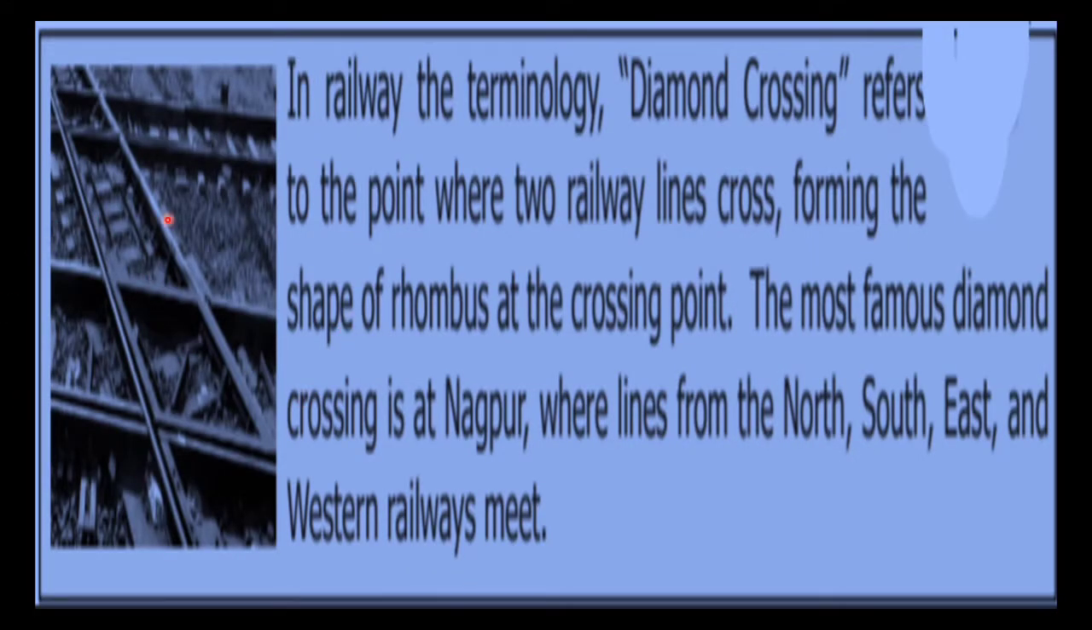In your book, this information is given where we use this rhombus in real life. See, in railway, the terminology diamond crossing refers to the point where two railway lines cross. Whenever the two railway lines cross, there it forms a shape of rhombus. This famous point is at Nagpur. Here the lines come from north, south, east and western rail. This is the special information given for you.